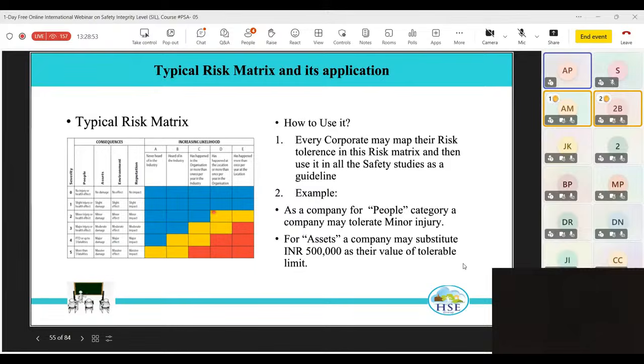Based on the risk sector, as I told you, there are four types of risk sectors: people, asset, environment, and reputation. Based on which particular risk sector is getting affected and to what degree, that is calibrated like this, and this is available for you for your risk analysis and risk reduction. Okay. Next slide.